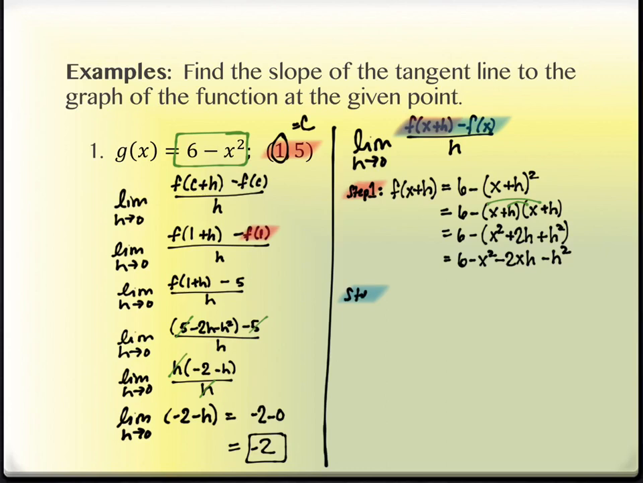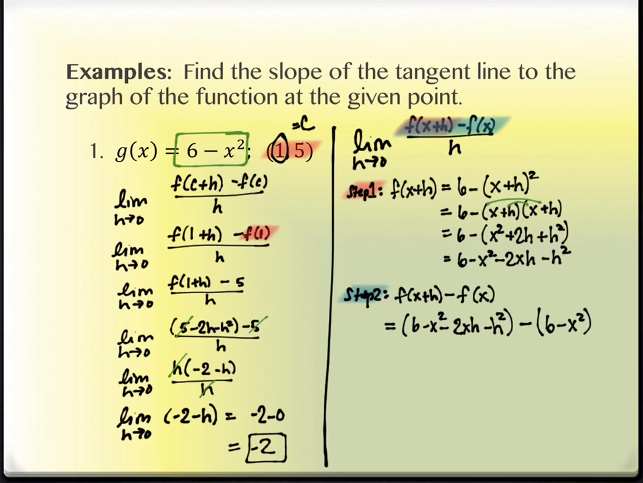So step number 2 is to take that f of x plus h that I just got from step number 1 and to subtract off f of x. Okay, well, f of x plus h was step 1. It's this one. So I have 6 minus x squared minus 2xh minus h squared. And then I'm going to subtract f of x as it was originally given to me. And I'm going to put in parentheses as well, this is 6 minus x squared.